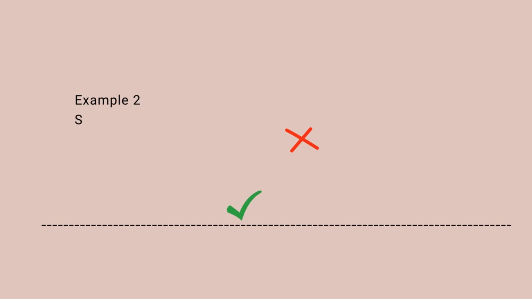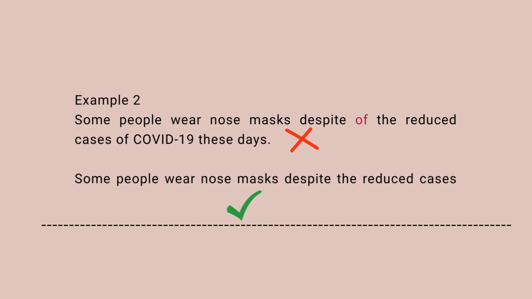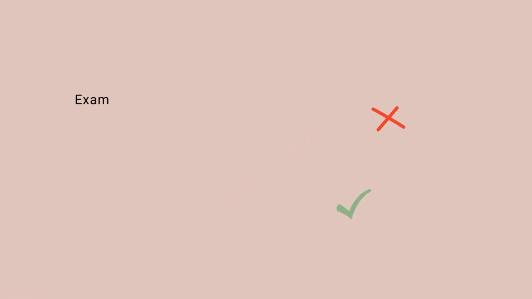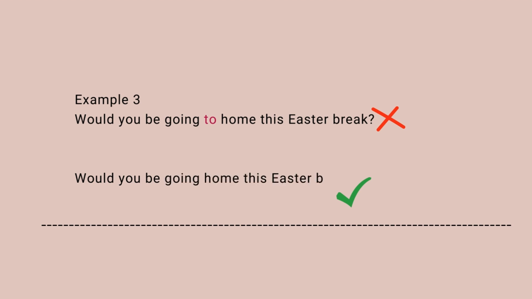Second example: some people wear nose masks despite of the reduced cases of COVID-19 these days. Despite does not need of, so the sentence should read: some people wear nose masks despite the reduced cases of COVID-19 these days. The third example: would you be going to home this Easter break? Going to home, there's no need to bring to between going and home. The sentence should read: would you be going home this Easter break?